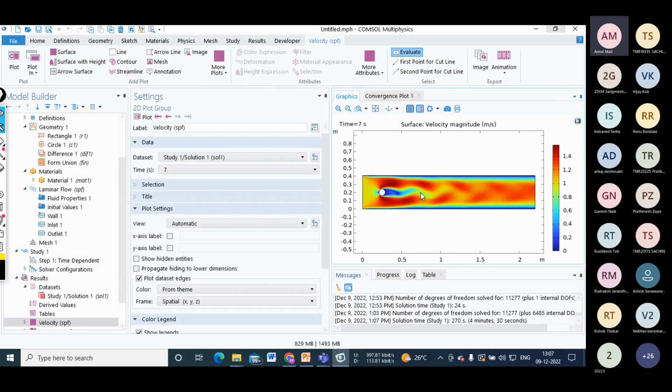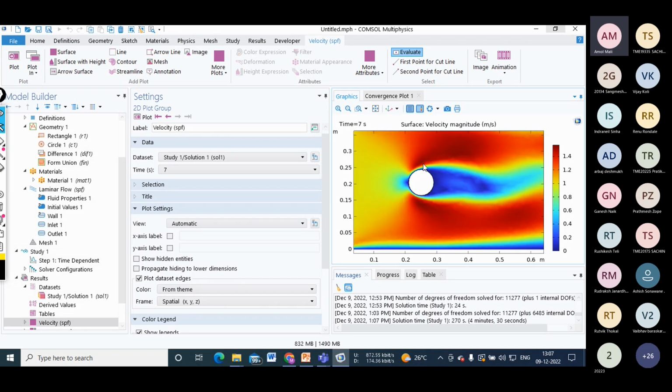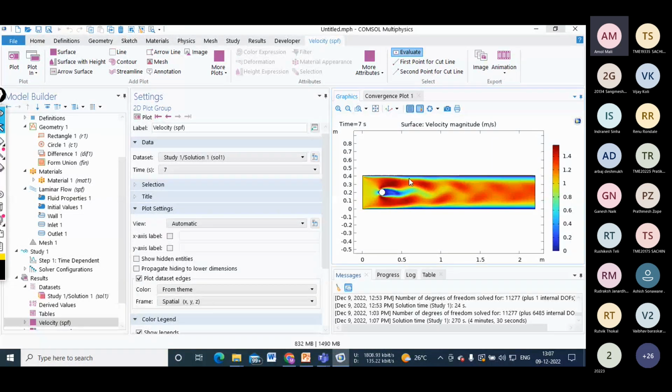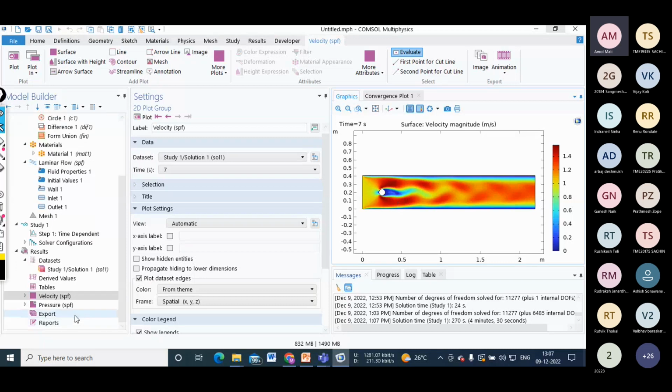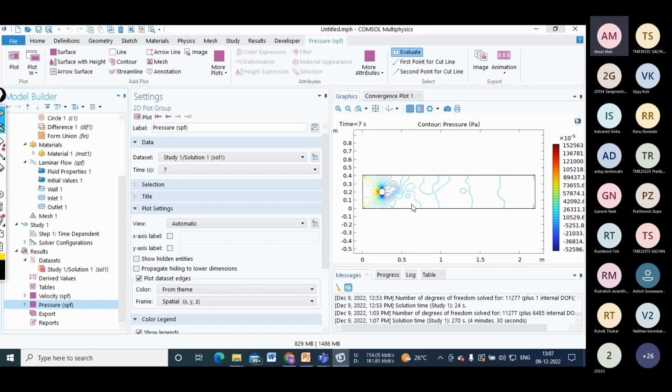Okay, so here you can see this is the solution of the time dependent study. Here also you can see the same pattern. The velocity has been increased nearer to this obstacle area. This is the pressure distribution, which you can also see in the form of contours.